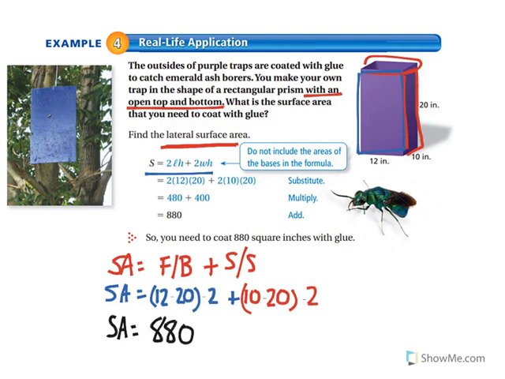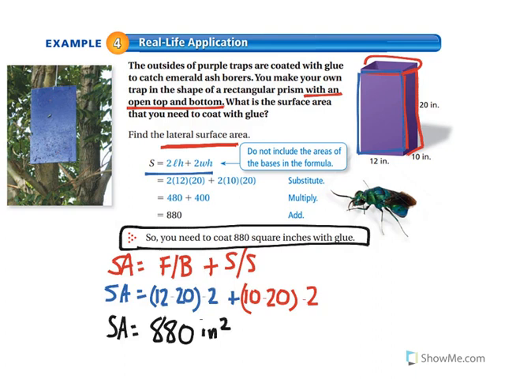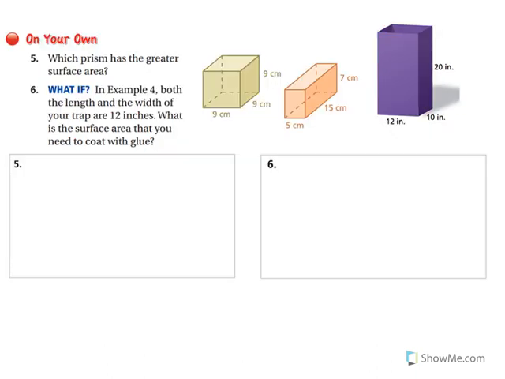And it's inches squared. And you'd want to make a complete sentence. Here's this complete sentence: you need to coat 880 square inches with glue. Right? So now it's time for you to try these 2 problems.